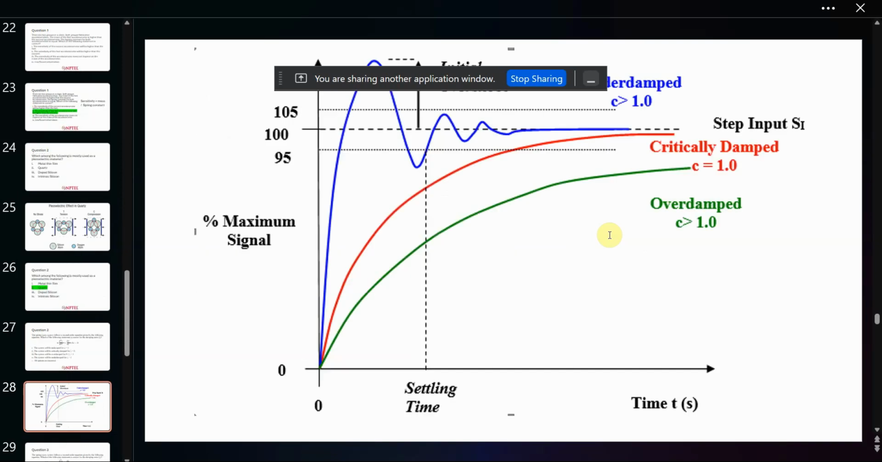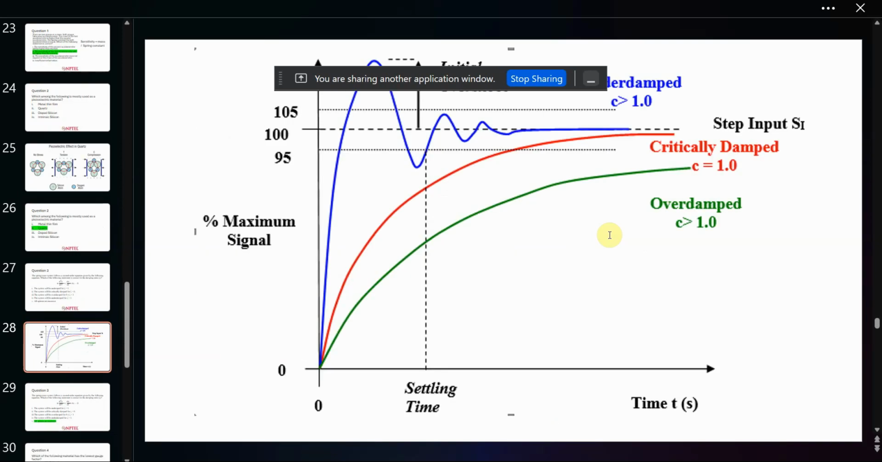When the spring mass system is critically damped, what is the value of eta? It is c by cc, where cc is the critical frequency and c is the frequency at which it is operating. So when eta is equal to 1, the operating frequency and the critical frequency are the same, so it is critically damped. When eta is more than 1, it is over damped, and when eta is between 0 and 1, it is under damped.